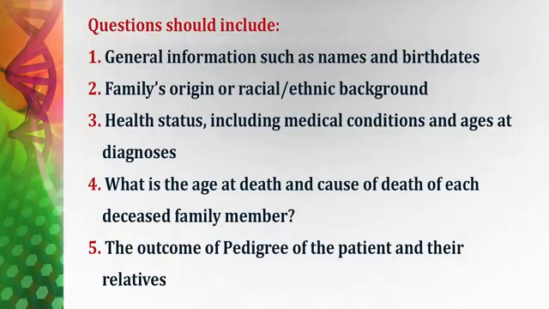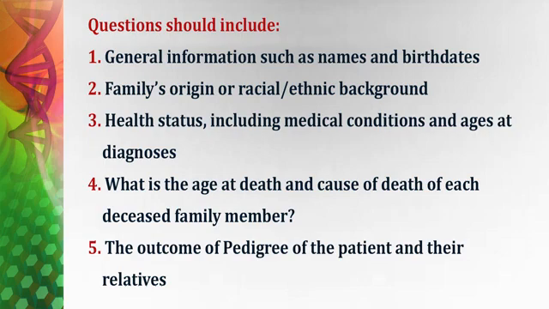Generally, necessary information on family history includes 3 generations. To begin taking a family history, healthcare professionals ask the patient about his or her health history and then ask about siblings and parents. Questions should include 1. General information such as names and birth dates. 2.